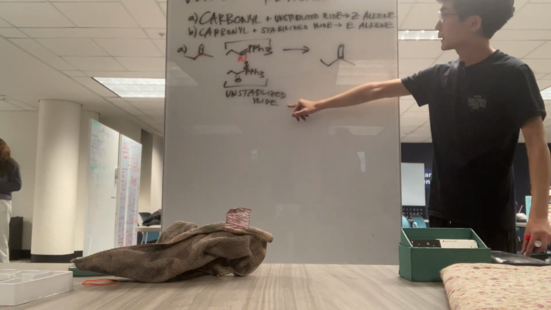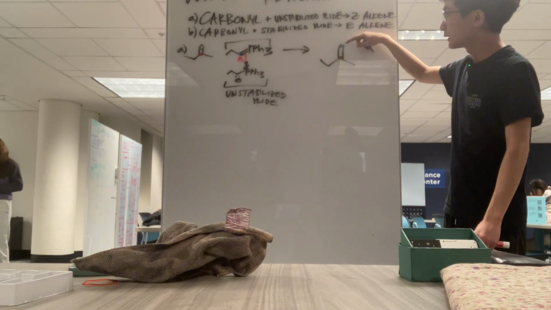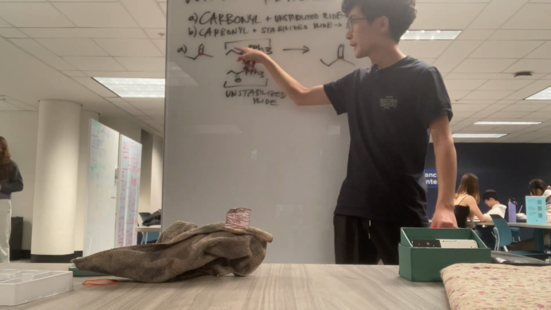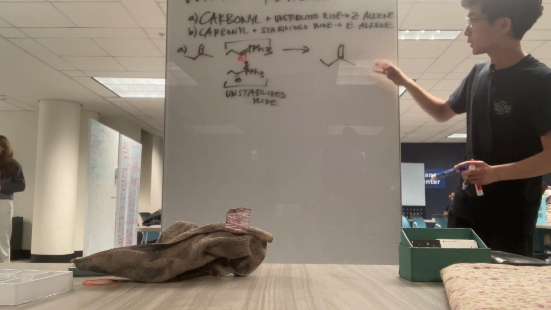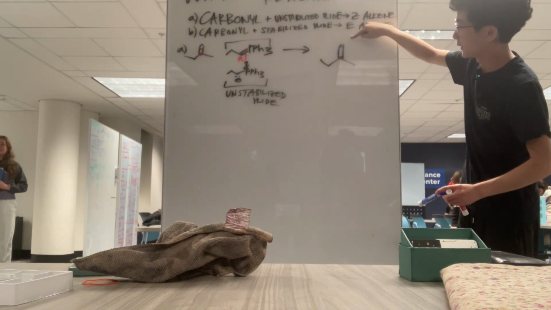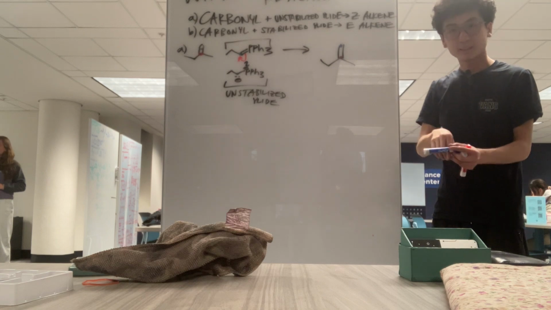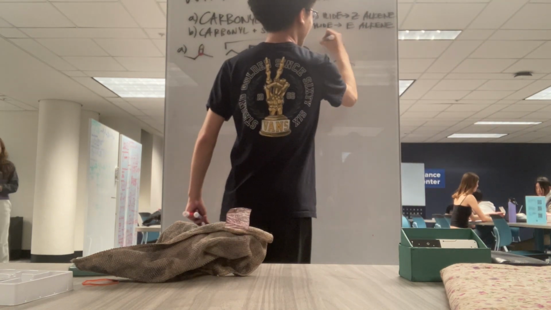Now, because this was an unstabilized ylid, I want to make a Z alkene. This blue dot here is attached to an ethyl group. Now, if this is a Z alkene, do you want to draw the ethyl group going here or here for the Z alkene? Towards the left. Towards the left, yes. On the same side, yes.